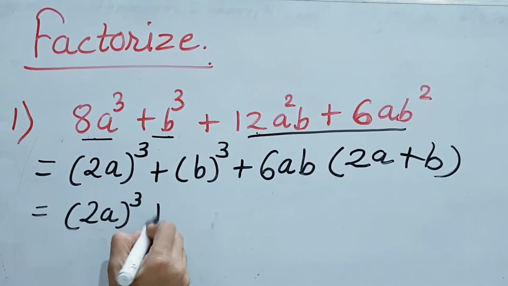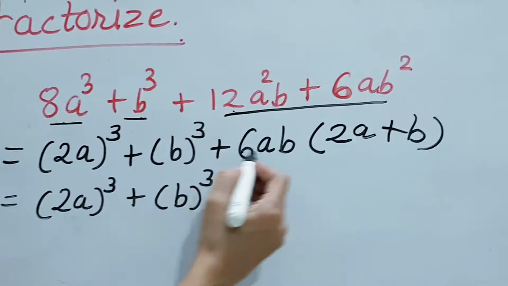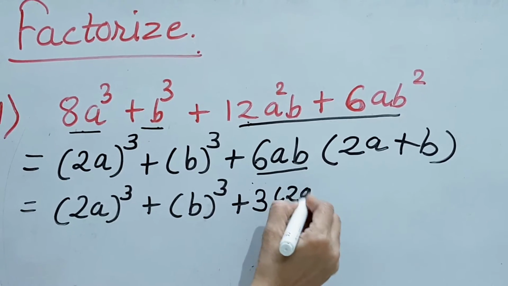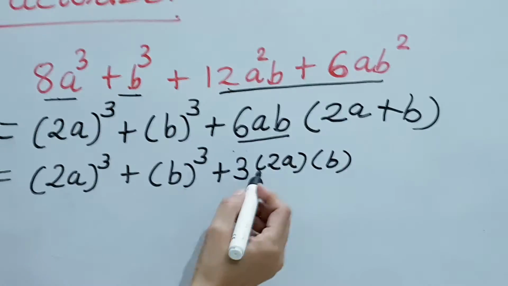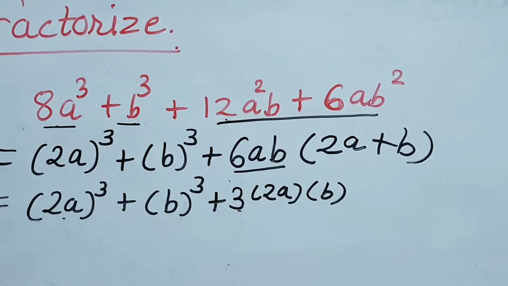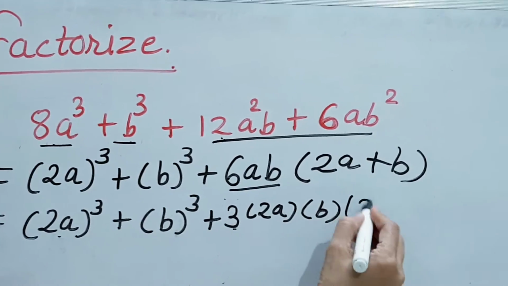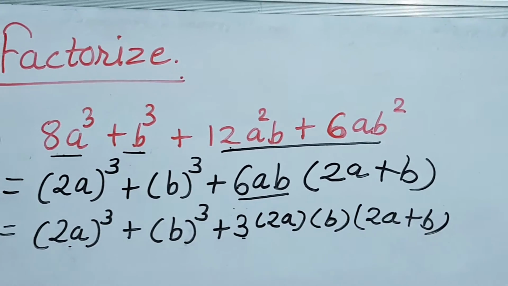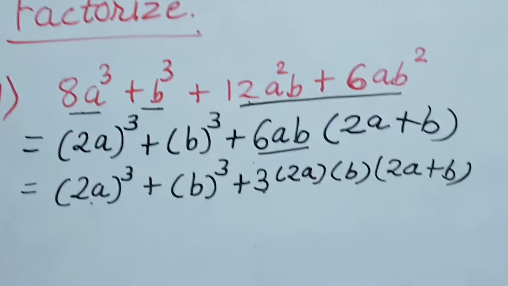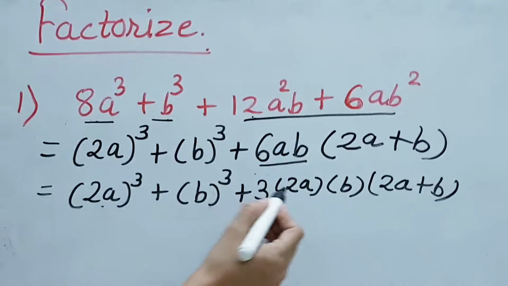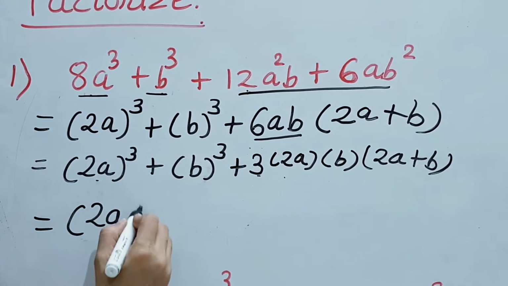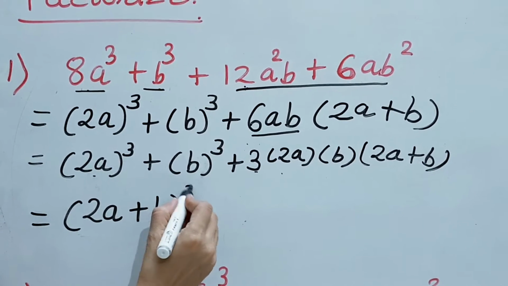Later on, (2a) cube plus b cube. Factorize this 6ab, correct? So 3 into 2a into b. Why should we factorize this way? 3 is for the formula, 2a from here and b, and 3 times 2a times b gives 6ab. And the bracket should be like that only, 2a plus b. Yesterday I explained the a plus b whole cube formula, expanded: a cube plus b cube plus 3ab in bracket a plus b. So the answer will be 2a plus b whole cube.